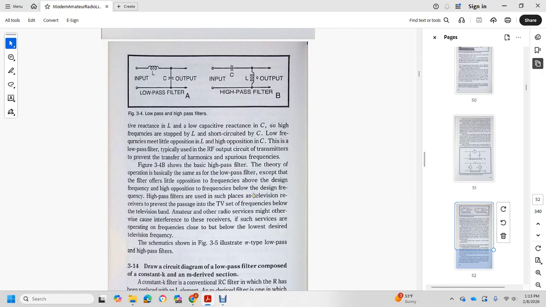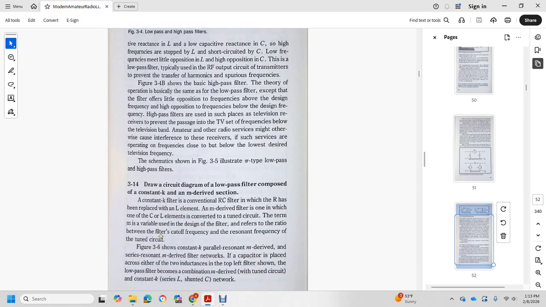High pass filters are placed in television receivers to prevent pressure from frequencies below the television band. Amateur radio services might otherwise cause interference with the receivers. Such a device operates completely close to the bottom, below the lowest desired television frequency. The schematic shown in Figure 3.5 illustrates the pi type of low pass filter and high pass filter.